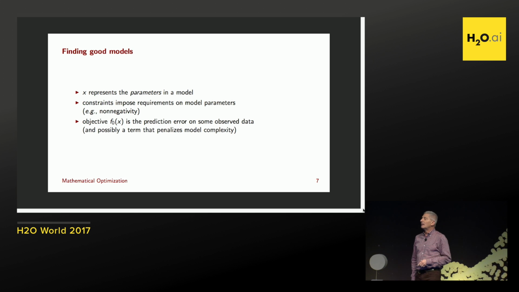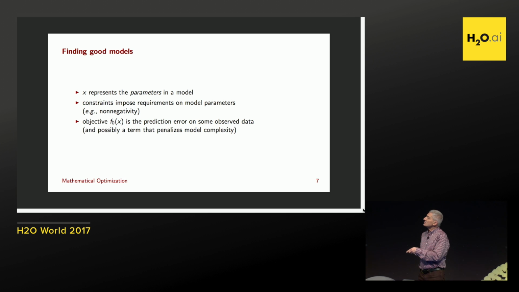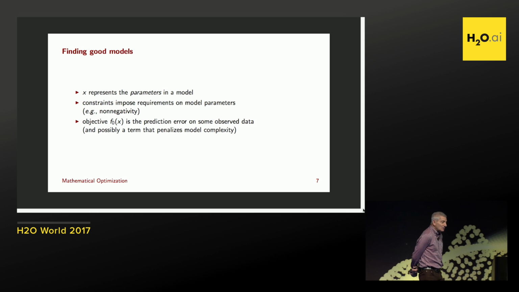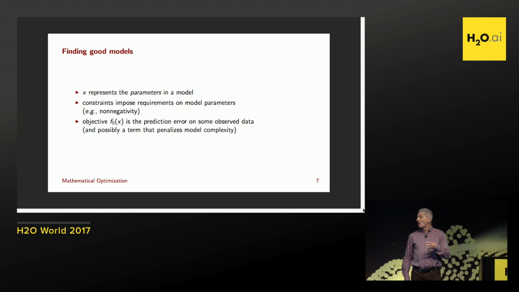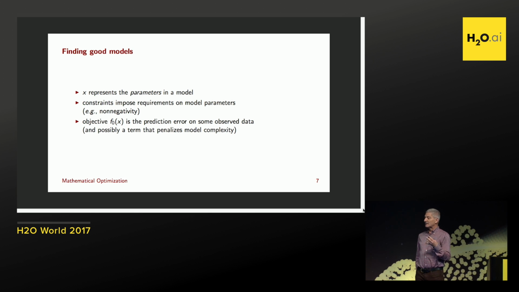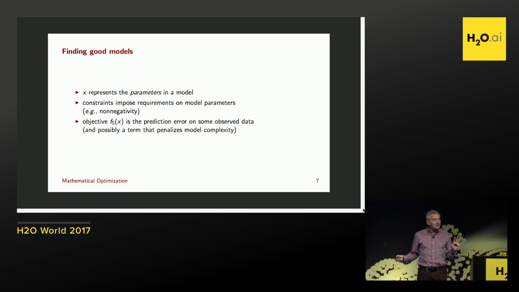That's clear. But there's a second term, and that second term penalizes model complexity, right? And that's there because what you really want is not a model that works well on the data you've seen, but a model that works well on next week's data, for example. That's what you really want. Okay, so this is another very broad application of optimization.